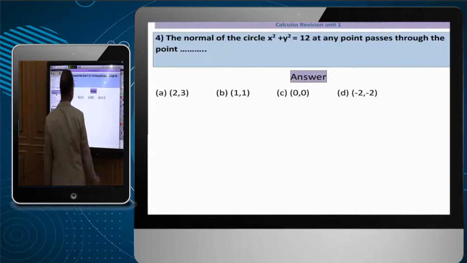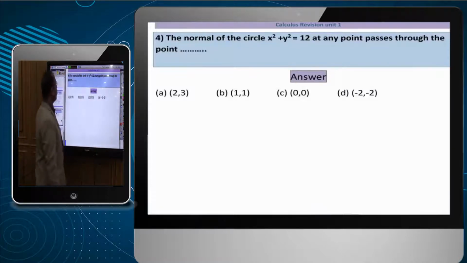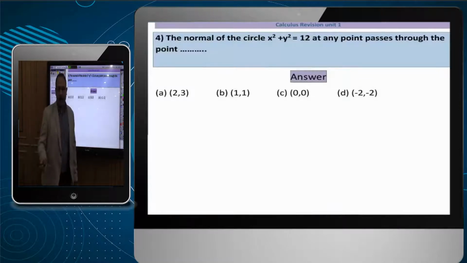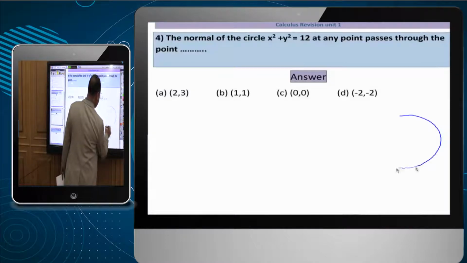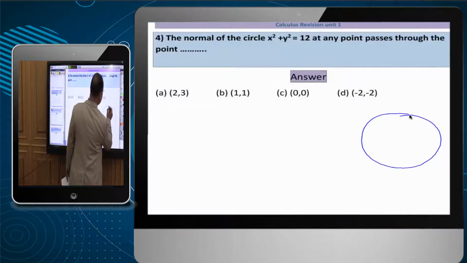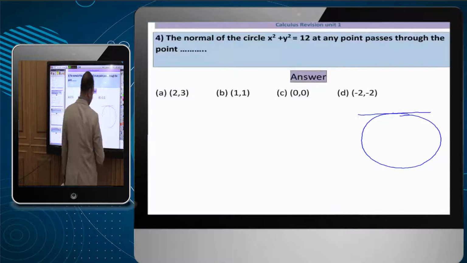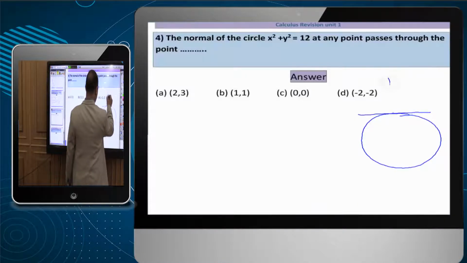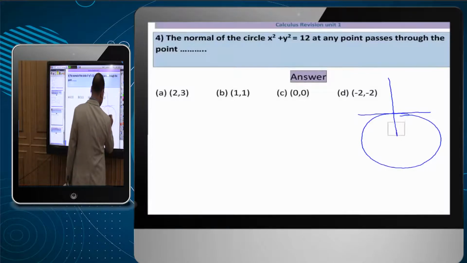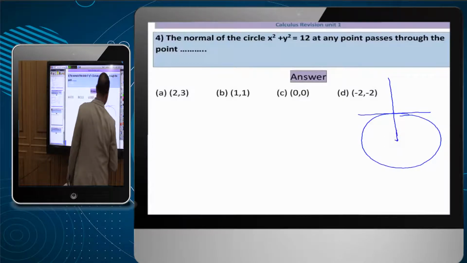It's a very intelligent question. Question number 4. The normal of the circle. What is the meaning of the normal of the circle? The normal of the circle at a point is the normal of the tangent of the circle at this point. Then if we draw a normal of this tangent, definitely it will pass through the center.